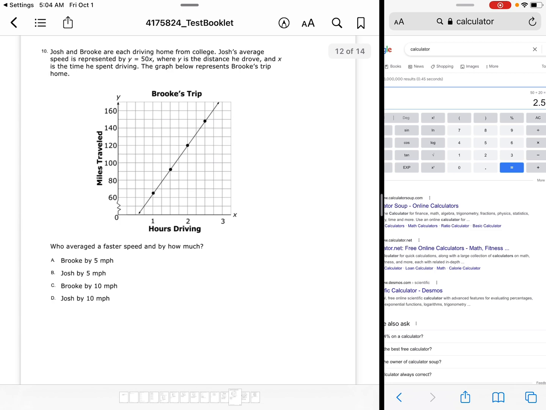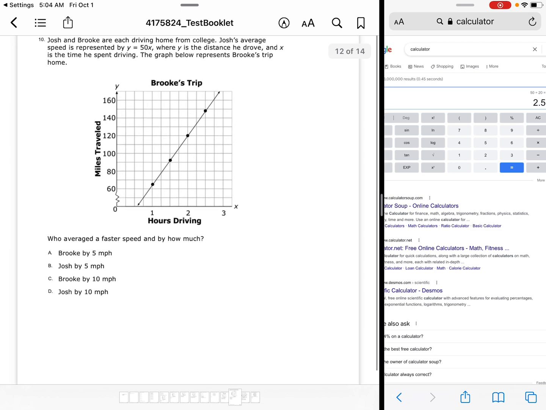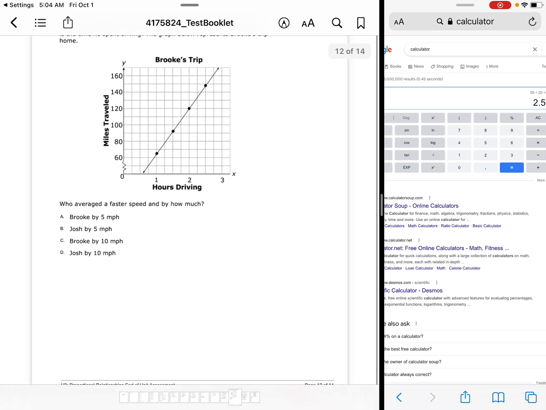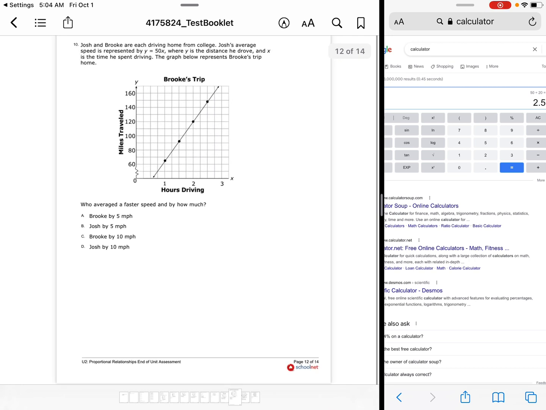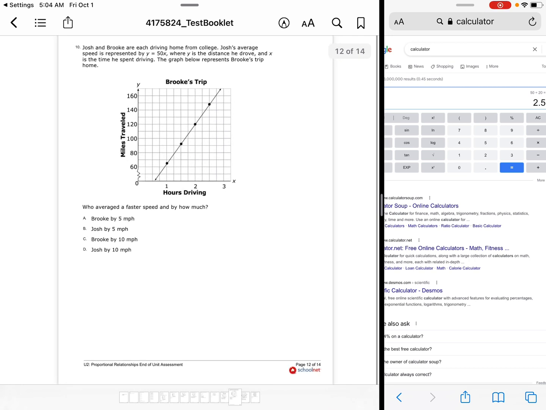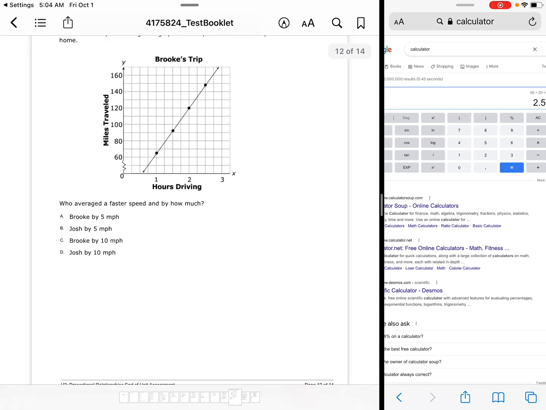The next one's talking about two people and they're driving. So Josh and Brooke are each driving home from college. Josh's average speed was y equals 50x, where y is the distance driven and x is the speed. So I know that Josh went 50 miles per hour.